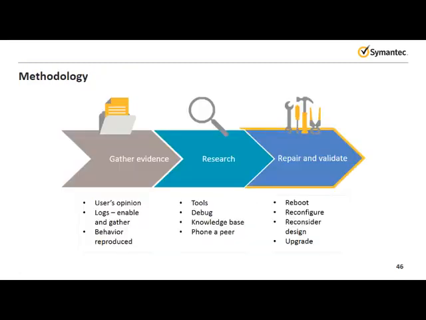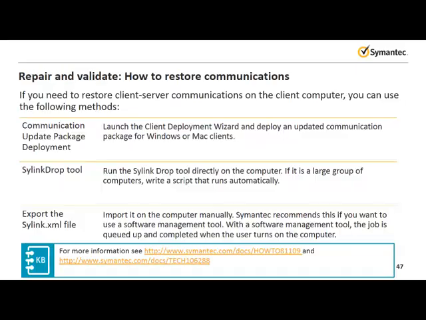Let's take a look at some repair and validate scenarios. If you need to restore communications on a client computer, there are several different methods that you can use. In the SEPM, launch the Client Deployment Wizard and deploy an updated communication package for Windows or Mac clients. If you have direct access to a Windows computer, you can also use the Sylink Drop tool. If it's a large group of computers, you can write a script that runs it automatically. Another approach is to export the silent.xml file and import it directly on the computer. For more information on this topic, see the KBs listed on the screen.